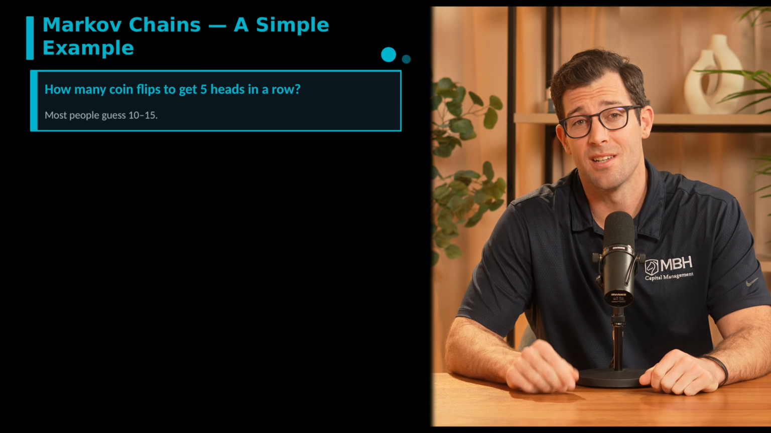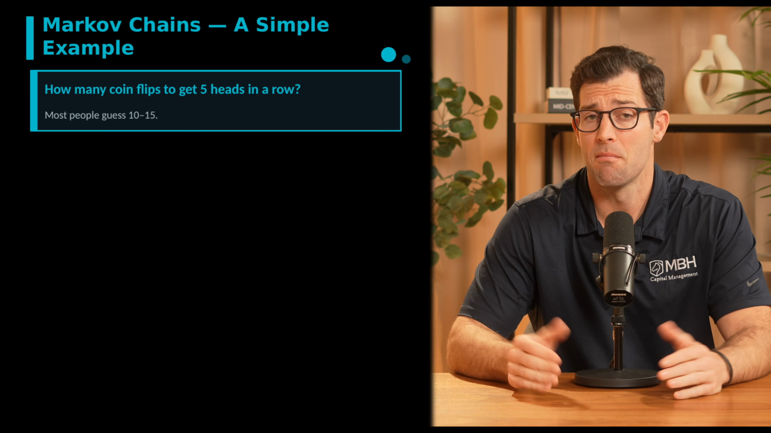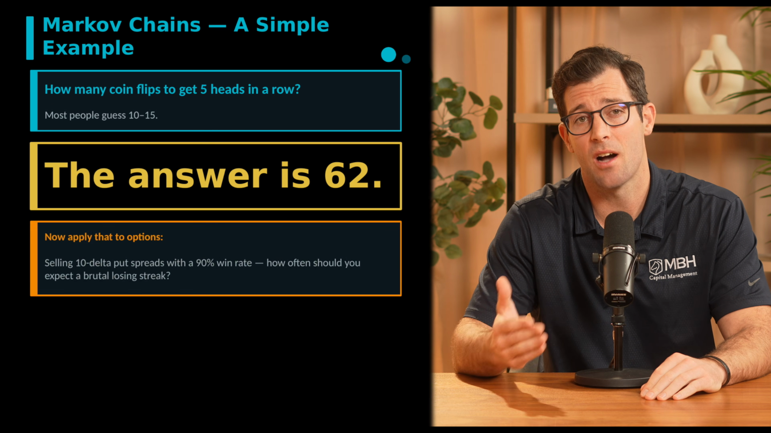How many coin flips does it take to get 5 heads in a row? Most people guess somewhere around 10, maybe 15. The answer is 62. Now apply that thinking to options.